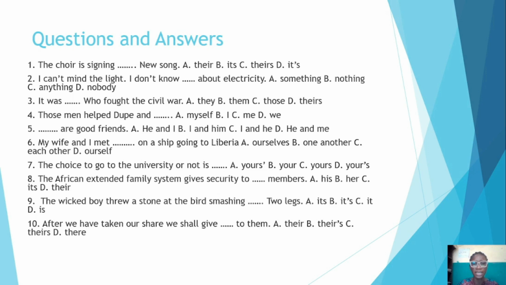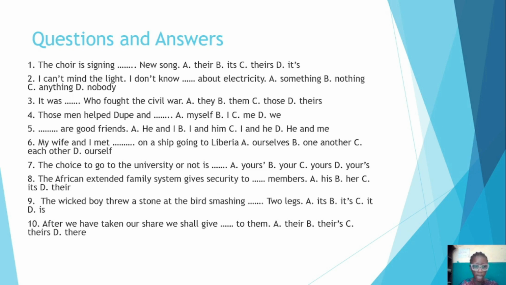And we also use it when we are referring to inanimate objects or things that we do not know the gender. The choir is singing its new song. The correct option is option B.